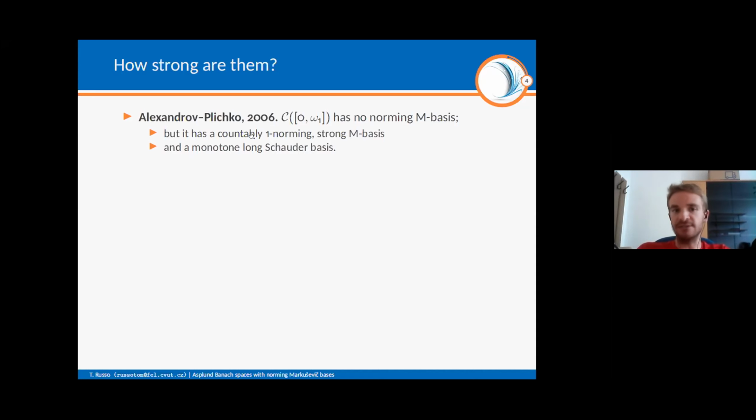And I will not really define countably norming basis. I will not really need it, but I'm just mentioning that this is in a sense the prototypical example of a space failing norming basis, but being quite close to having it. So if you want to know how strong the notion is, well, this is a good example to keep in mind. And in the separable case, Schauder bases are norming, and long unconditional bases are norming as well. So in a sense, the separable Schauder theory is stronger than the norming basis.